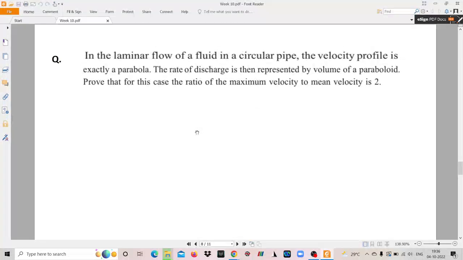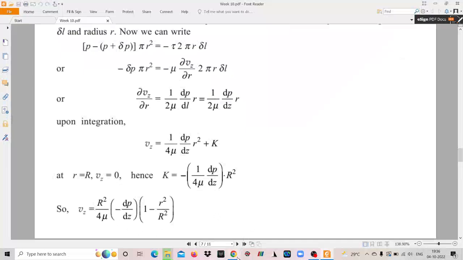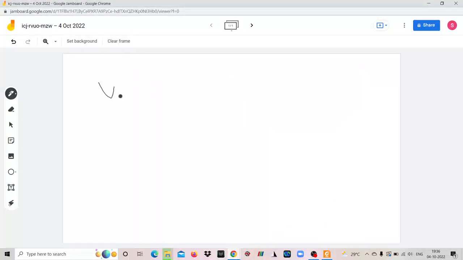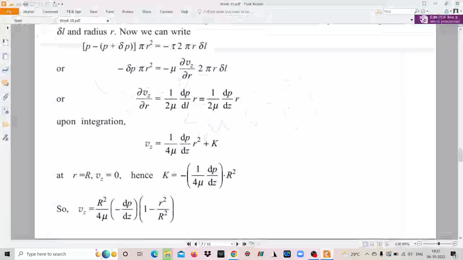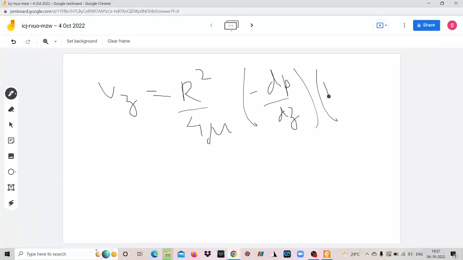If you look at this equation, let us write it: Vz is equal to R square by 4 mu, minus dp by dz, times 1 minus r square by R square.